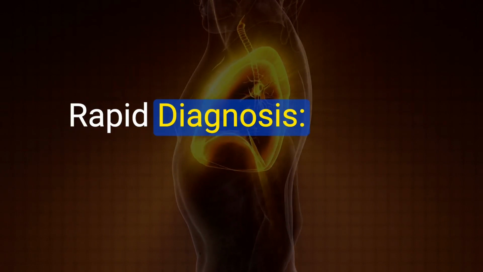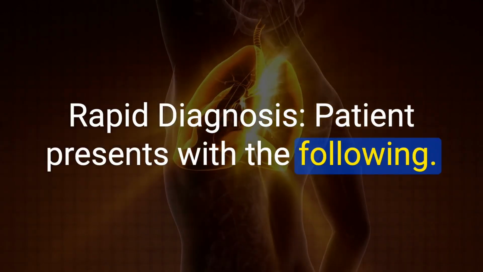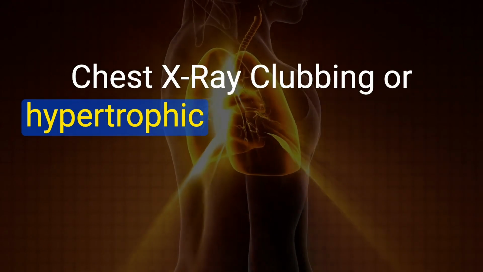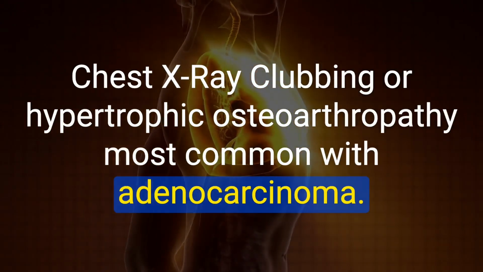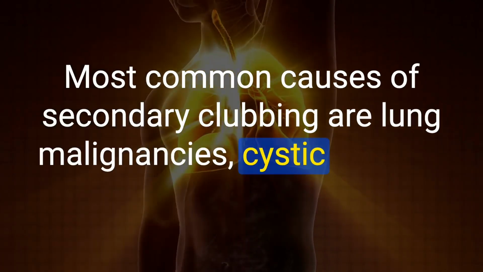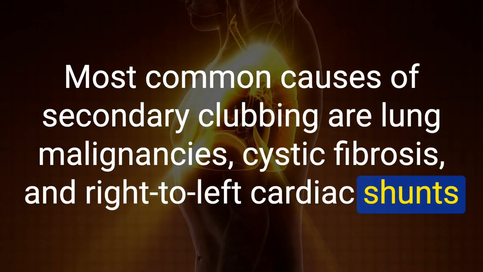94. Rapid diagnosis, patient presents with the following. What is the next best step in management? Chest X-ray. Clubbing or hypertrophic osteoarthropathy, most common with adenocarcinoma. Most common causes of secondary clubbing are lung malignancies, cystic fibrosis, and right-to-left cardiac shunts.